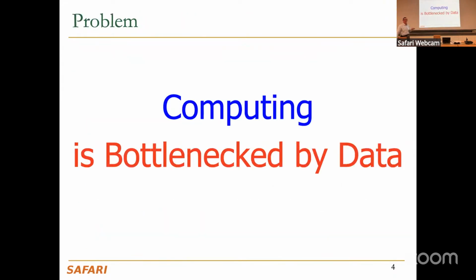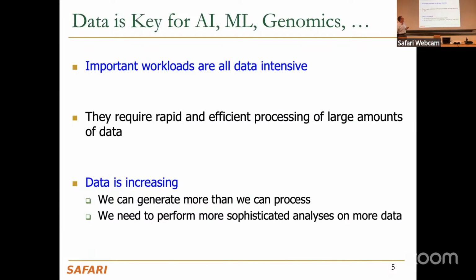Essentially, today we have a lot of workloads that are bottlenecked by data, in the sense that computing is really bottlenecked by data today. Important workloads are all data intensive, and they require rapid and efficient processing of large amounts of data. And on top of this, data is increasing. Essentially, we can generate more data than we can process, and we want to do more sophisticated things on the data.